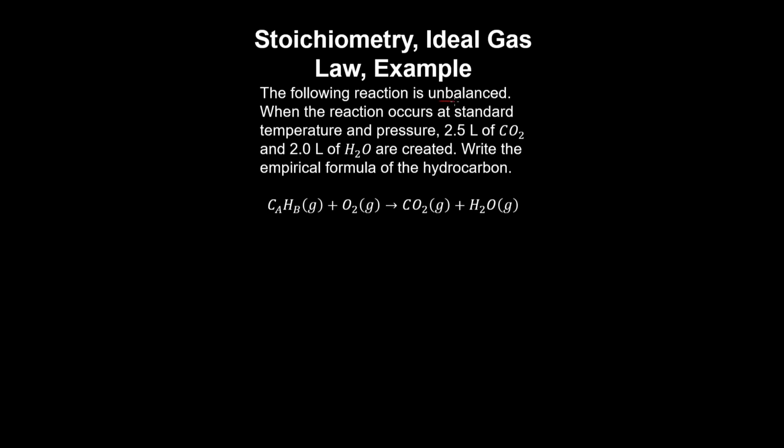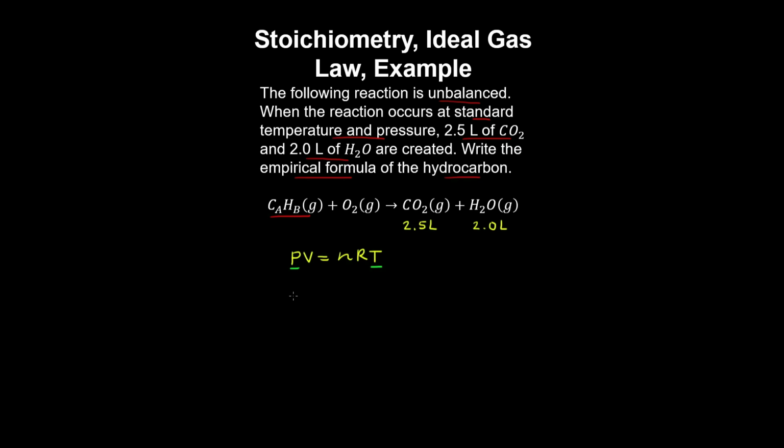The following reaction is unbalanced. Now when the reaction occurs at standard temperature and pressure, 2.5 litres of carbon dioxide and 2 litres of H2O vapor are created. Write the empirical formula of the hydrocarbon. Well, we're given 2.5 litres of CO2 and 2 litres of water vapor. And the reaction occurs at standard temperature and pressure, and we assume ideal gas conditions, so we can use the ideal gas law. So the temperature and pressure at which the products are formed is the same, so therefore the partial pressure and temperature of the products is the same.